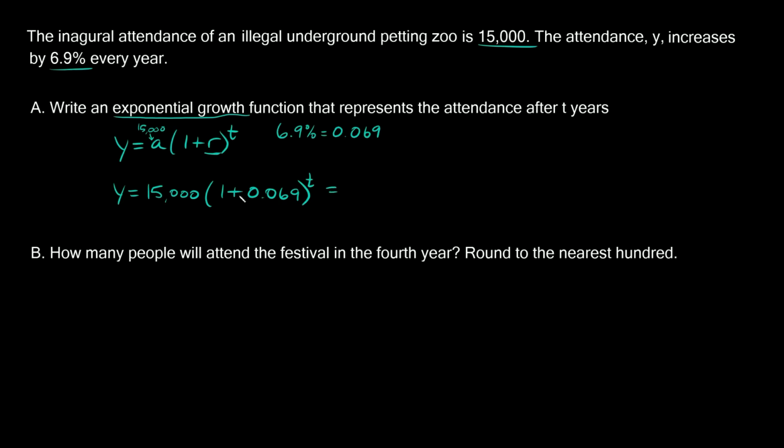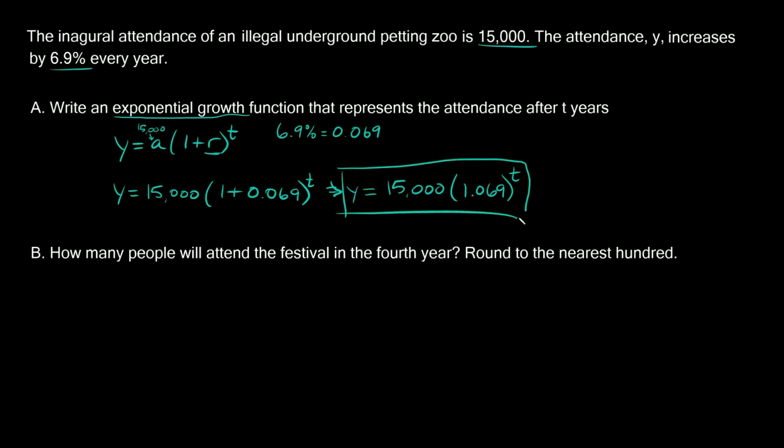Okay, and then just simplifying what's here in our parentheses, we're going to say y is equal to 15,000 times 1 plus 0.069, which is just 1.069, raised to the t. Okay, so then this would be our function right here. Boom, okay. Now, what's the second part say?